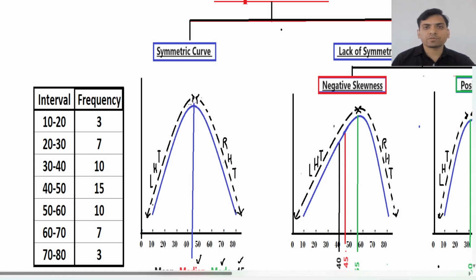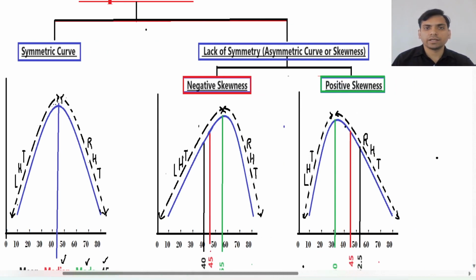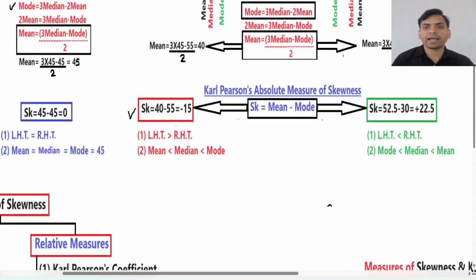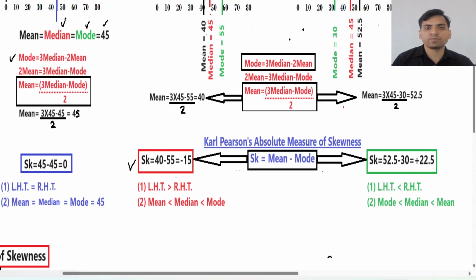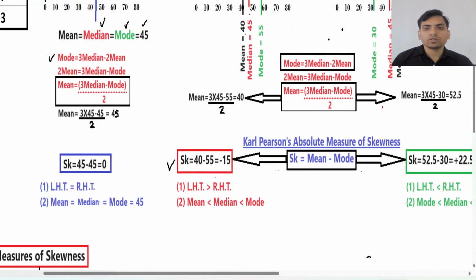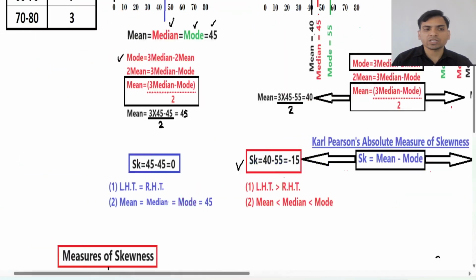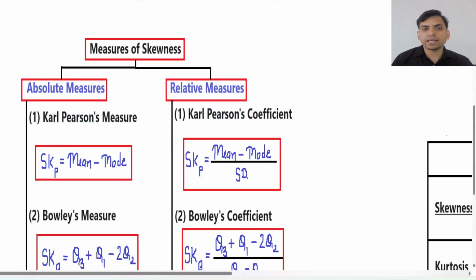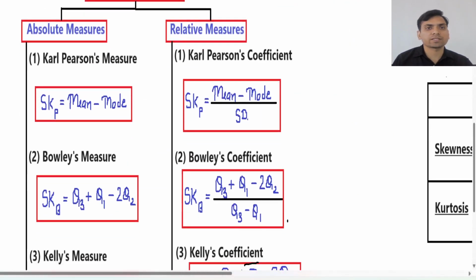So there are two types of skewness. First is negative and second is positive. And we have identified these two types of skewness by using this Pearson's absolute measure of skewness. This is what Sk is equal to mean minus mode. Now we are seeing these measures of skewness.